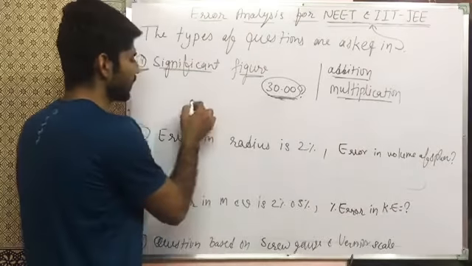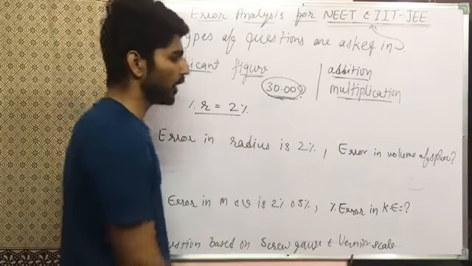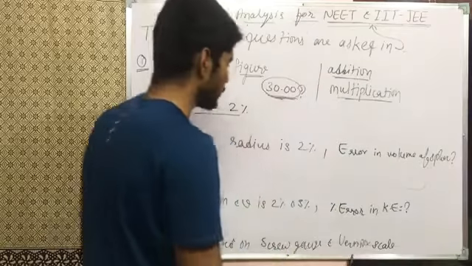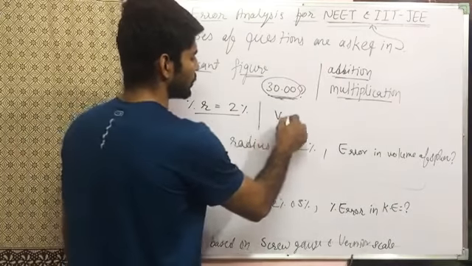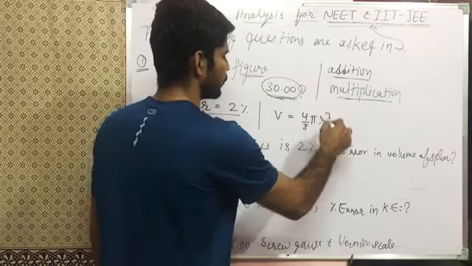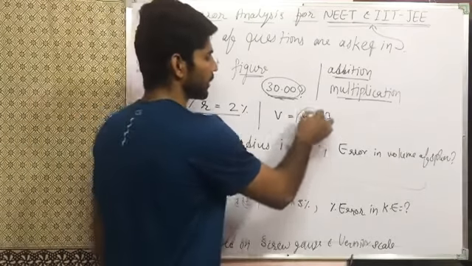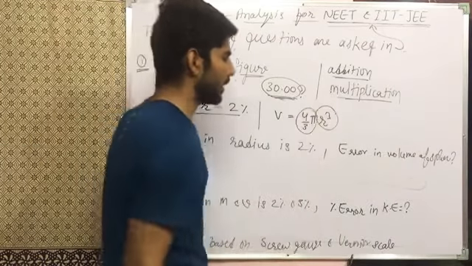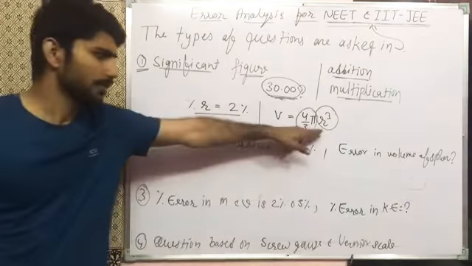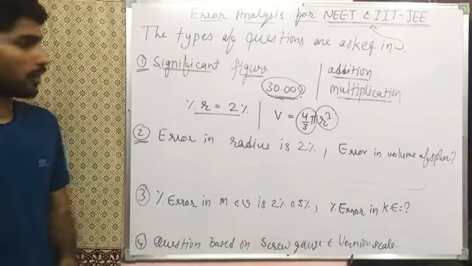So this is the percentage error in radius, which is 2%, and you are asked the error in the volume of a sphere. You can write the volume of a sphere as 4/3 pi r cube. Here 4/3 pi are constants and this is the radius, and here you can see the power of the radius. So here the power is 3, so we will use the fifth case which we discussed in the formulas of error.